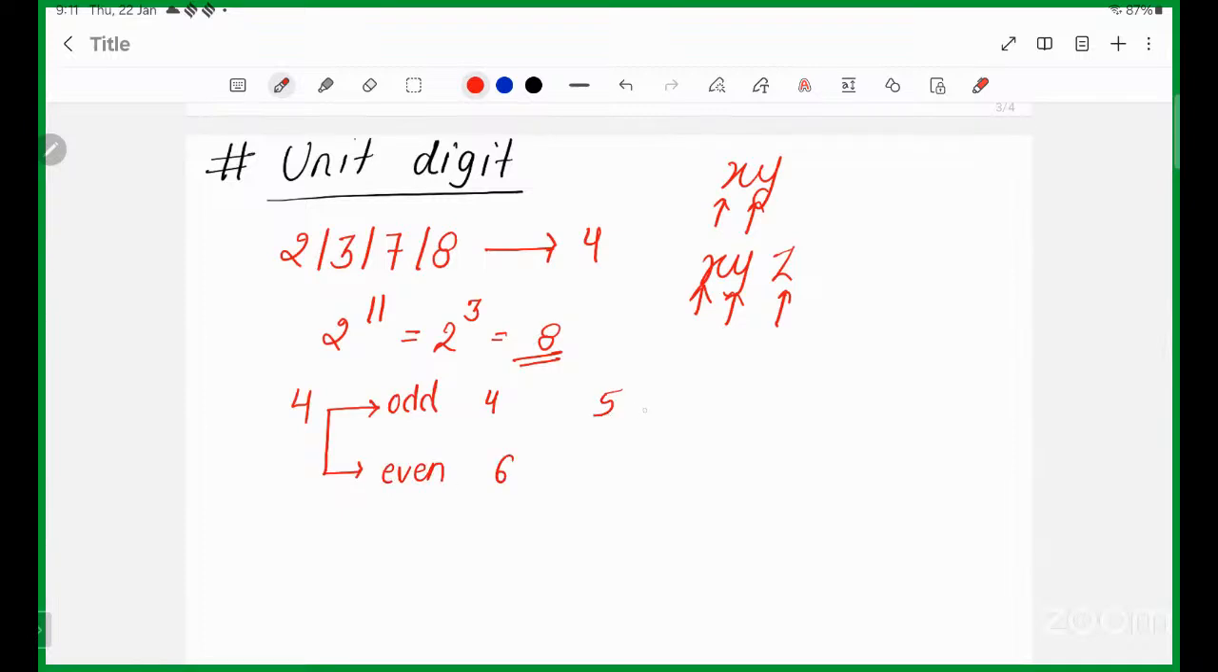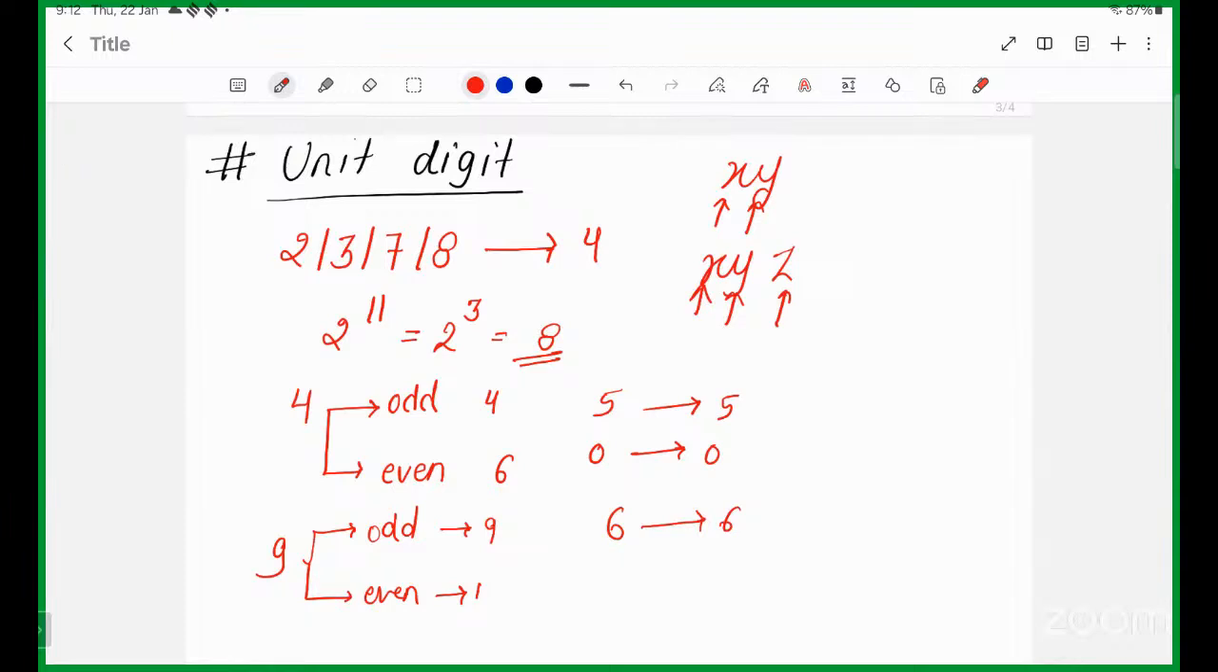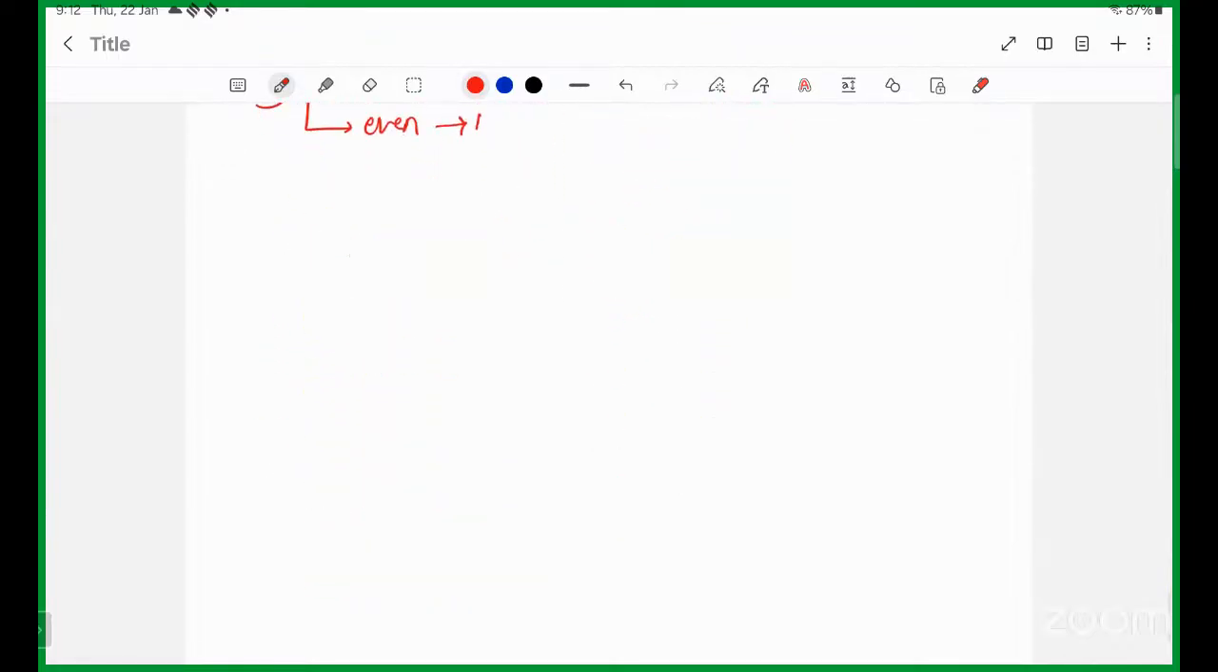Unit digit of 5 will always be 5. Unit digit of 0 will always be 0. And unit digit of 9, if it is odd, then it will be 9. And if it is even, then it will be 1. Okay? 2, 3, 4, 5, 6. 6 is remaining. Unit digit of 6 will always be 6. Whether it is even power or odd power, it will be 6 only. Okay? We'll do some questions and you will get to know more by those questions.